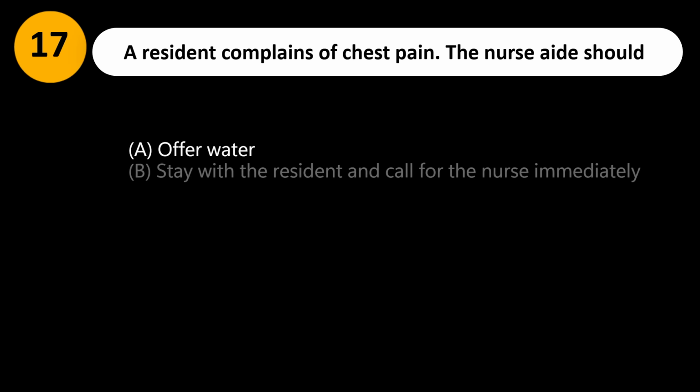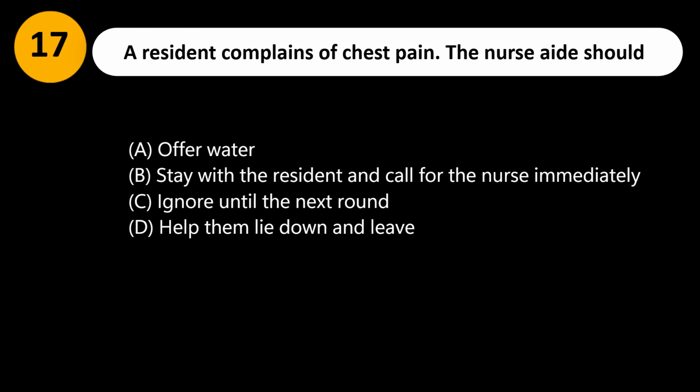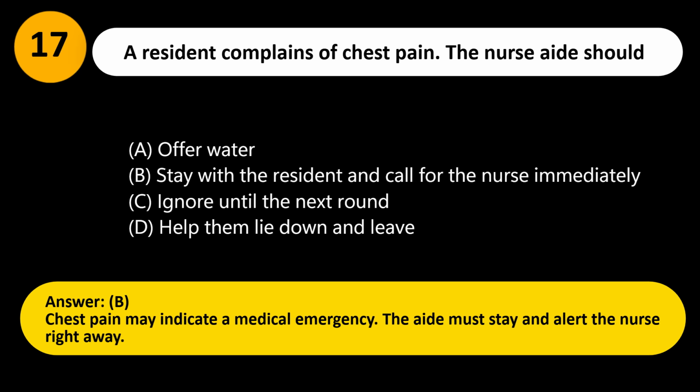A resident complains of chest pain. The nurse aide should: A. Offer water. B. Stay with the resident and call for the nurse immediately. C. Ignore until the next round. D. Help them lie down and leave. Answer: B. Chest pain may indicate a medical emergency. The aide must stay and alert the nurse right away.